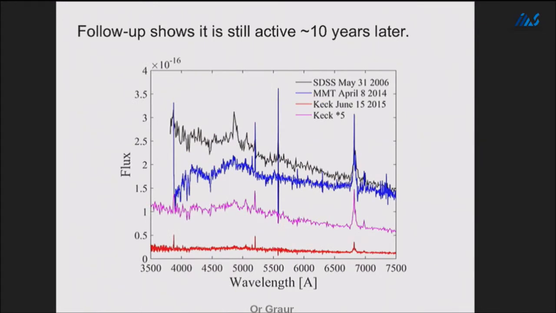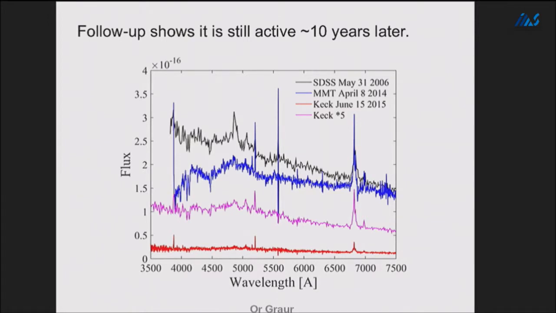So I said, okay, you know what? Let's take some follow-up spectra. Let's just see if it's there or not, because the first thing I thought was that it was actually an AGN. So the original SDSS spectrum is from 2006. The transient part is shown in black. In 2014, we got an MMT spectrum, which showed that the H alpha was still there, maybe slightly narrower, and the helium-2 component was now actually broader.